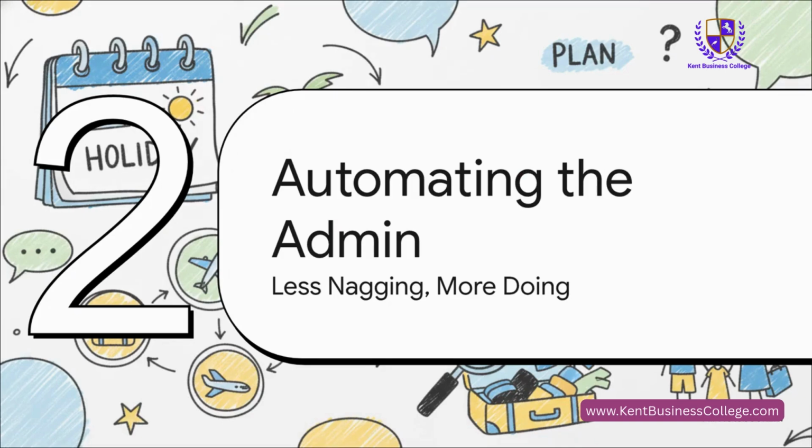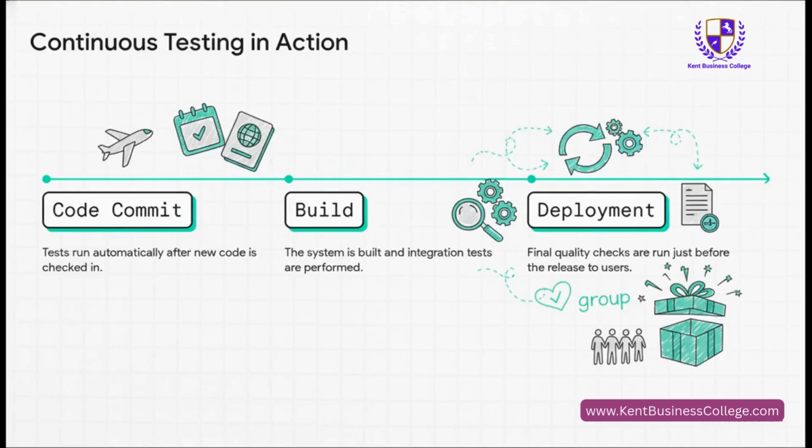Imagine for a second if all the boring admin for your holiday, checking passport expiry dates, sending out flight details, nagging people to pay up, imagine if it all just happened automatically. Well, that's what our next section is all about. This is something called continuous testing. In software, it means every time a developer adds a new bit of code, a whole series of automated checks runs instantly in the background.